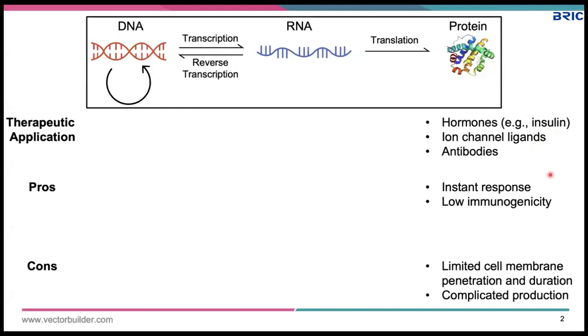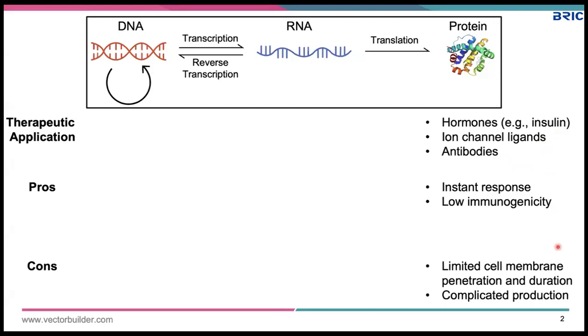Using recombinant protein as a drug, normally they will have a really instant response. And when they were produced properly, they should have a really low immunogenicity for the patients. However, the challenge or the difficulty with using a protein as a drug is that most of them have really limited cell membrane penetration and a limited duration in the patient body. And the production for recombinant protein can also be complicated.